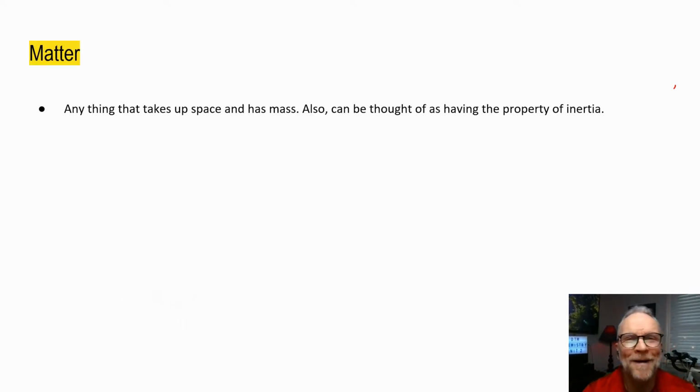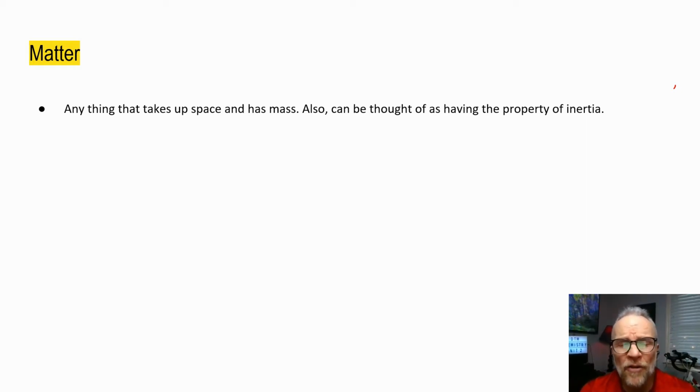Matter can be thought of as anything that takes up space or has mass. If it doesn't have matter, it doesn't matter? Well, not exactly, because can you think of something that does not have matter? Energy, right? Energy is super important in our world, and though you can convert mass or matter to energy, it's not considered to be matter itself.